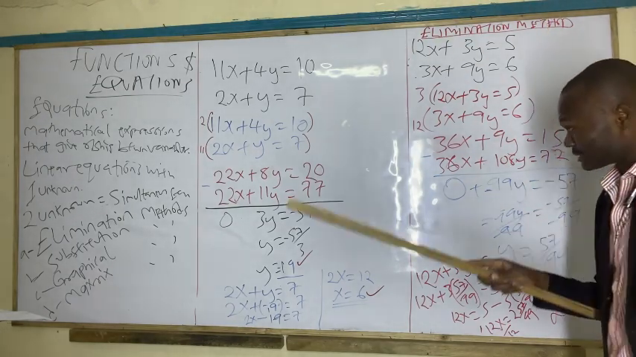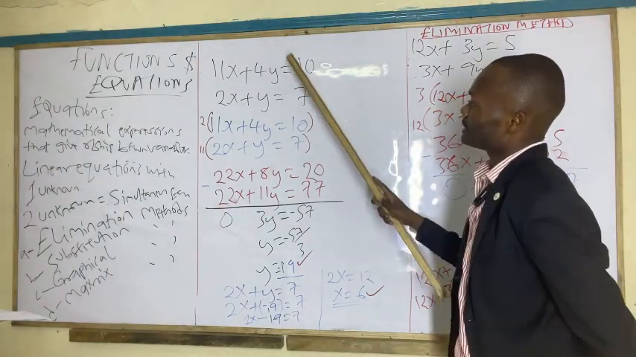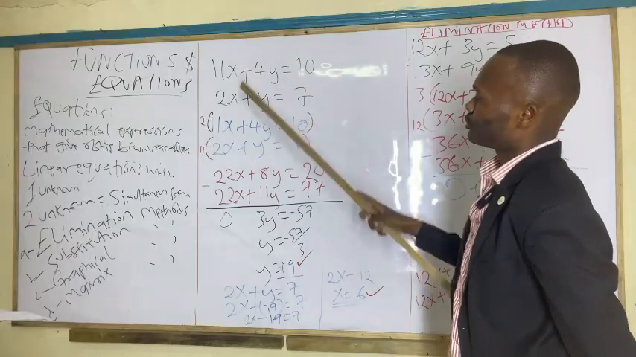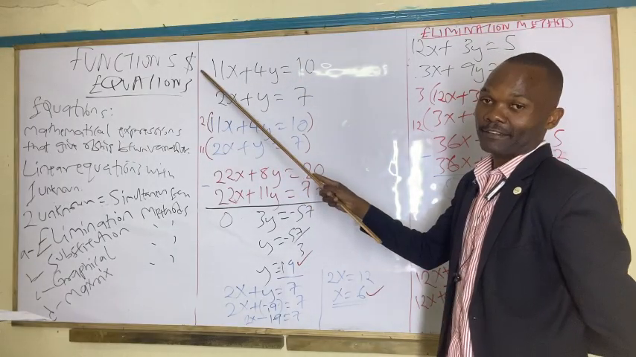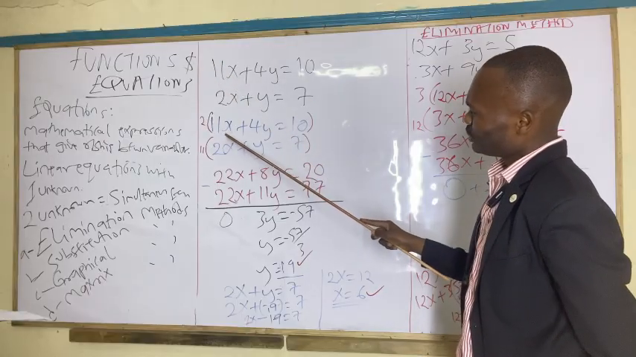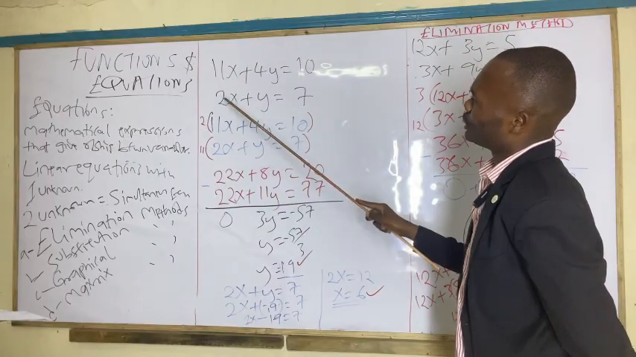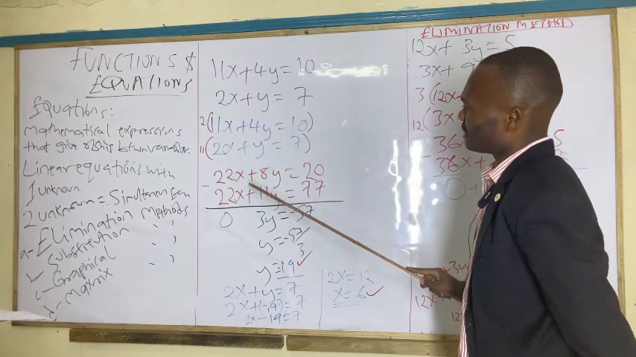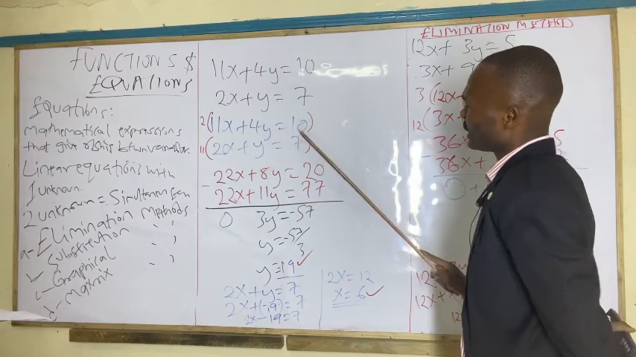Then let's find y. The same case as this. This one looks easier. These are our two equations. From our two equations, we've said what? We use 2 and 11, the coefficients. 2 times 11x becomes 22x. 2 times 4y becomes 8y. 2 times 10 becomes 20.